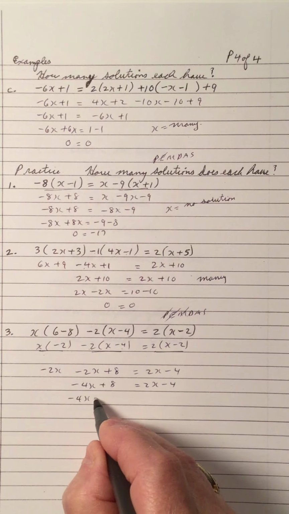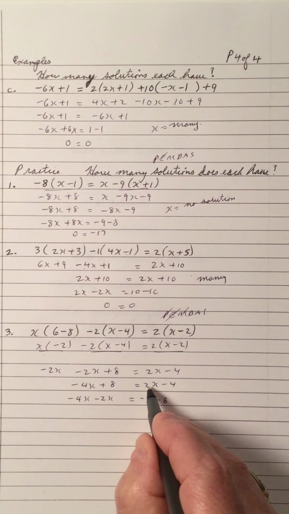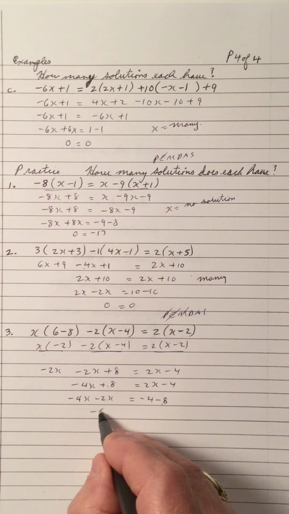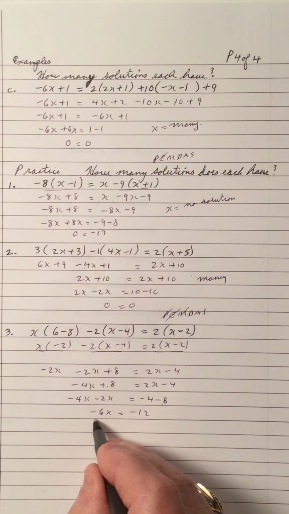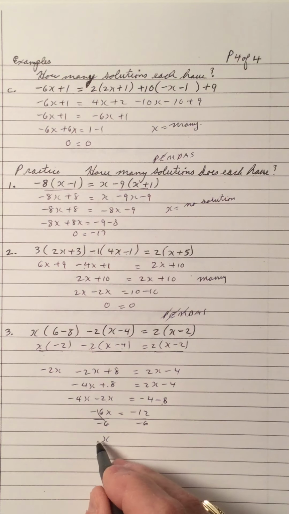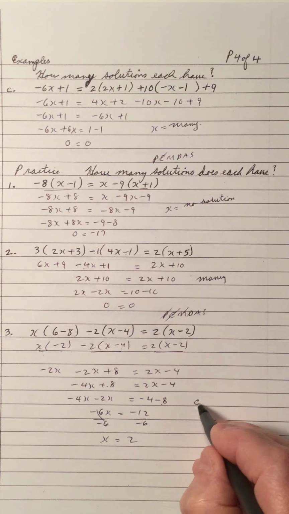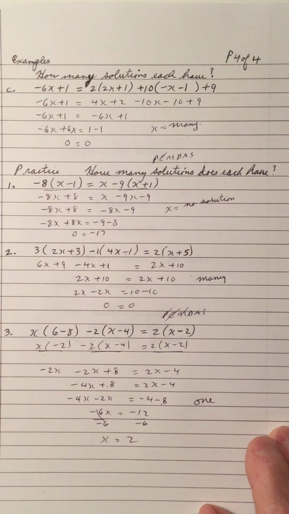X's to the left, change the signs. Numbers to the right, change the signs. Plus becomes a minus, plus becomes a minus. Add up, 6x equals negative 12, negative 4, negative 8. Divide by negative 6. That cancels out to give me a 1. So x is 2. So that means there's one solution. So yes, it got to be 1 because x is 2. That's just one number.